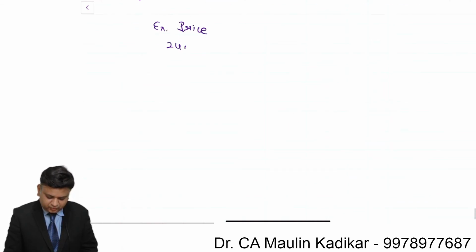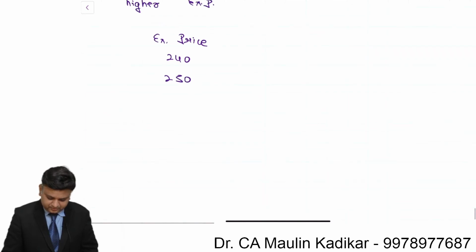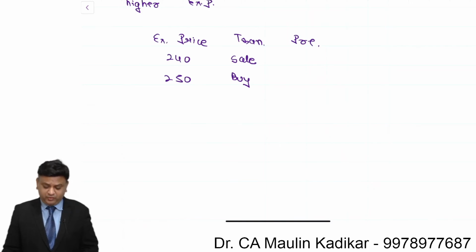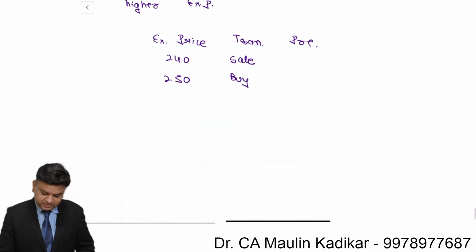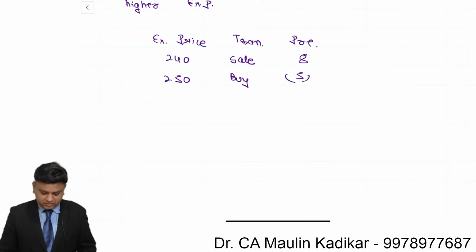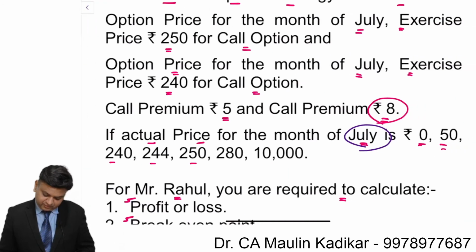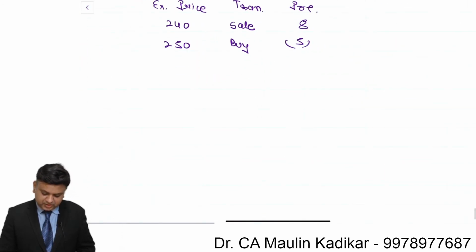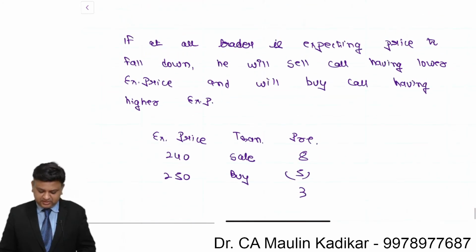So exercise price 240 and 250. Transaction is sale and over here buy. So the premium, if at all you sell for having exercise price 240, you will receive 8 rupees as premium, and for 250 you have to pay premium of rupees 5. Yes. So initially there is cash inflow of rupees 3.